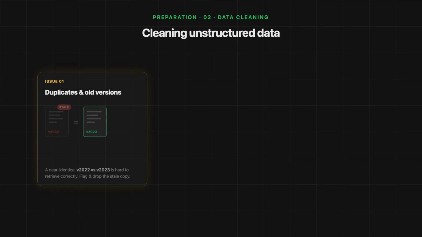Now, for the unstructured data, there's also some additional common issues here, which I did mention before. First is duplicate and older versions. The AI is going to get confused if it's a 22 versus 23, and that very, very specific nuance might be harder to actually retrieve.